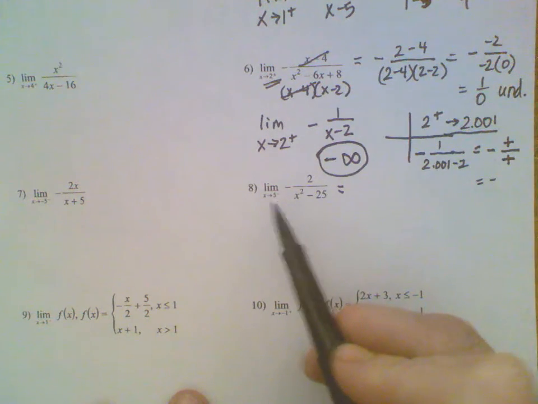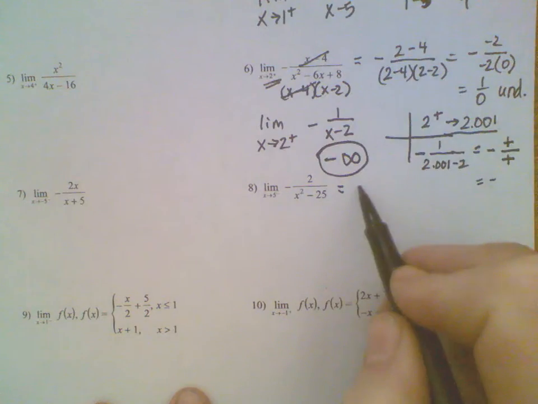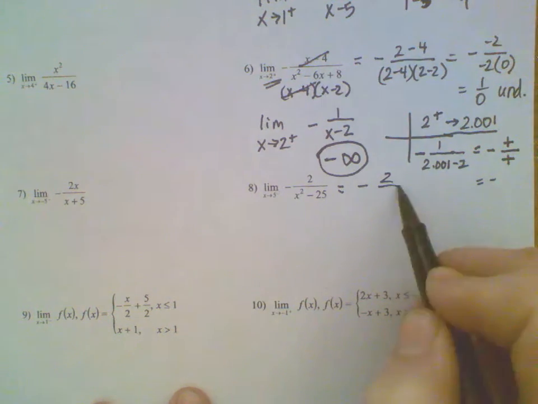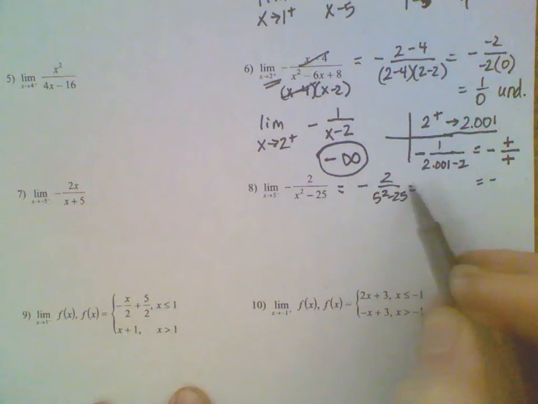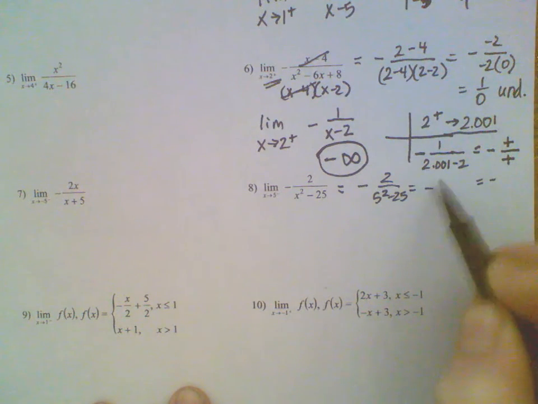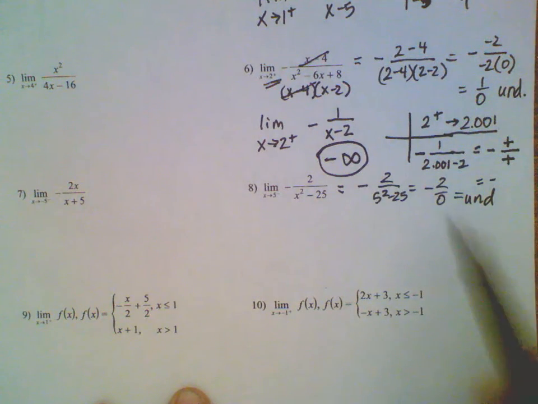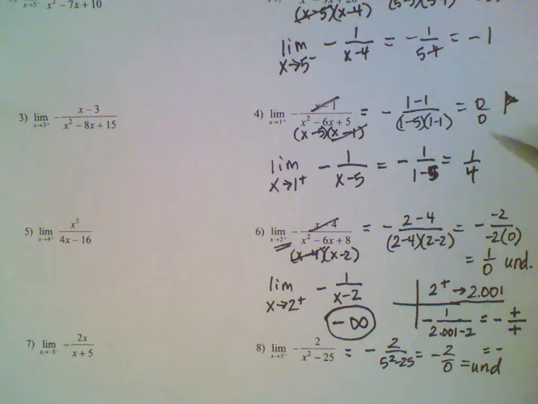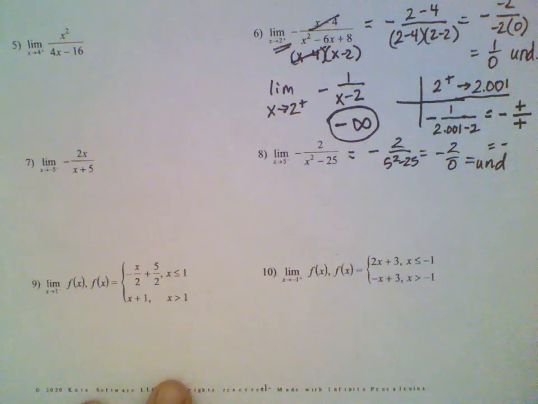I'm going to pretend like I don't know that this is going to come up as undefined. I'm just going to plug it in and see if I get an answer. So this is the opposite of 2 over 5 squared minus 25, which gives me the opposite of 2 over 0, which is undefined. Okay, so again, that's undefined. It's different from 0 over 0. It's different from the indeterminate form. It is undefined. And when it's undefined, I need to go ahead and make a little table.